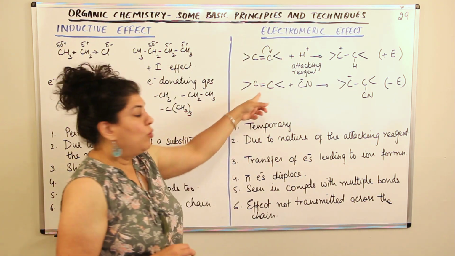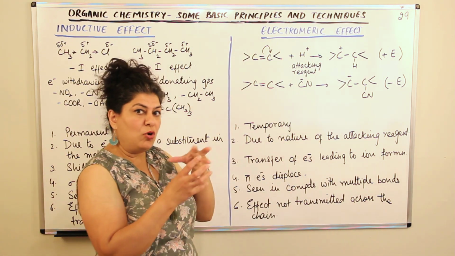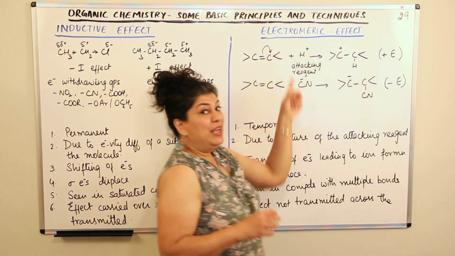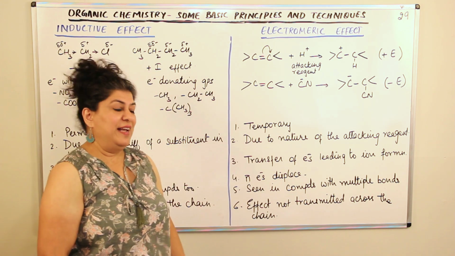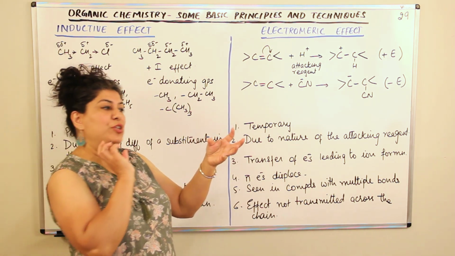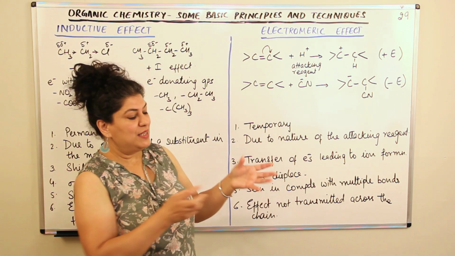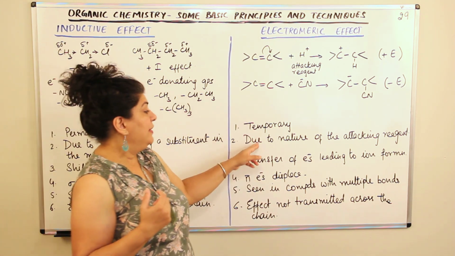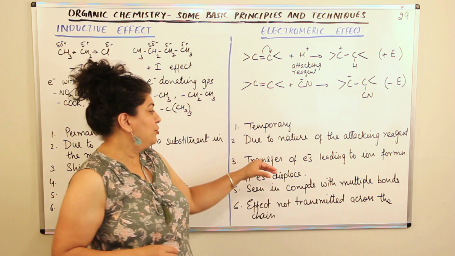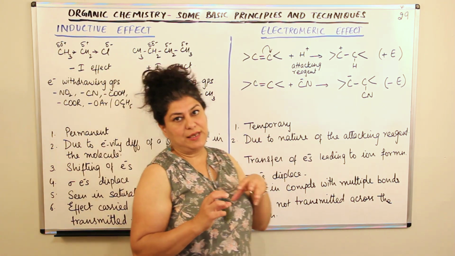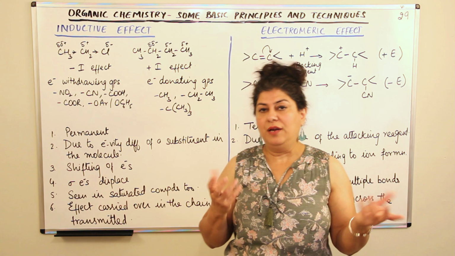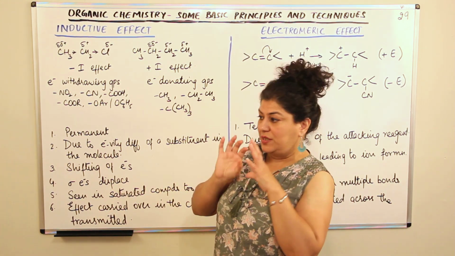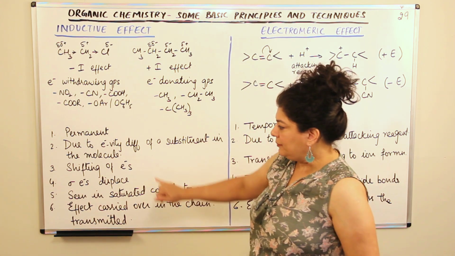On the other hand, what is the cause here? The cause of the shift of electrons is the nature of the attacking reagent. If the attacking reagent is positive, then the electrons are going to move towards it. But if it is negative, the electrons are going to move away from it. So here the effect is due to the nature of the attacking reagent, whether it is pushing electrons, or is it electron withdrawing, or is it electron donating.